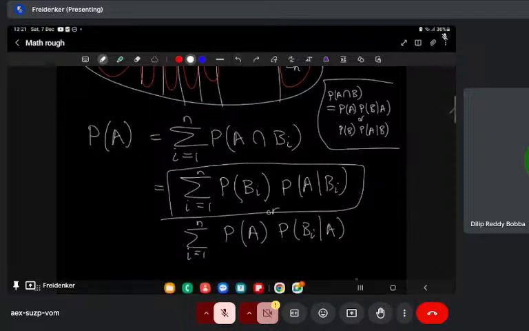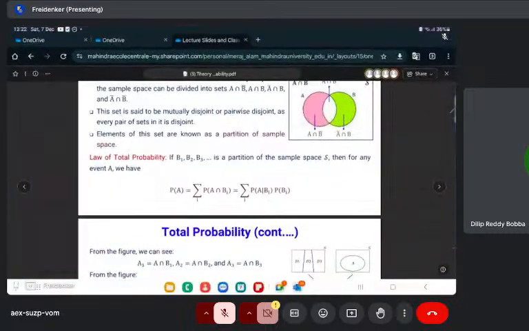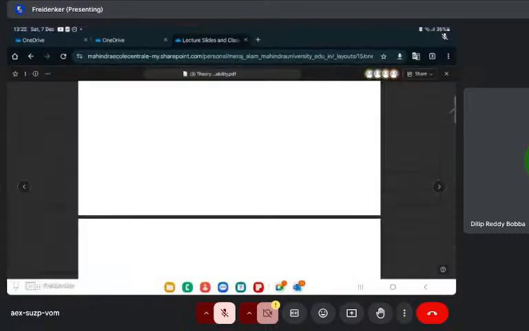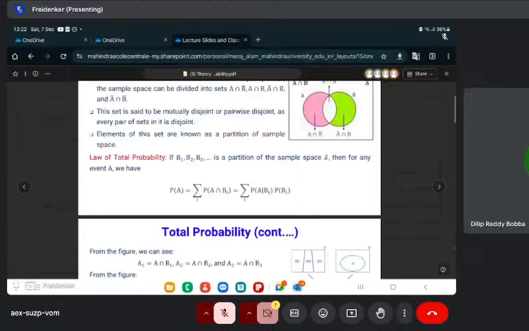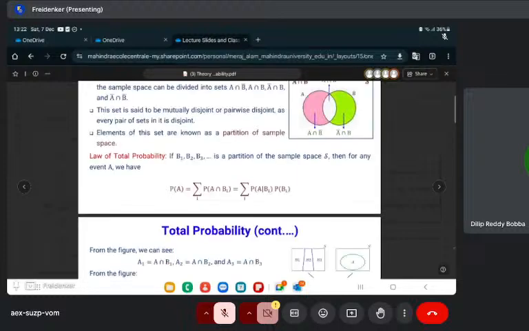So total probability. It's like I made n different cases. So B1, B2, B3, B4. I now have n events. I split my main event into n different events.